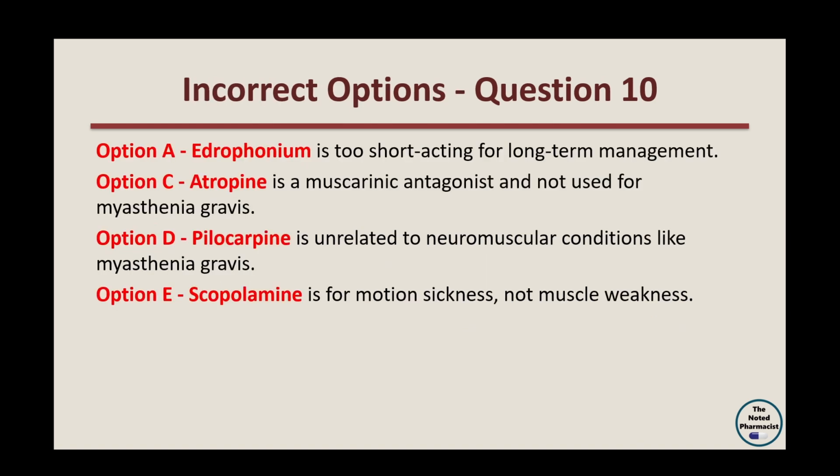Here is the explanation for incorrect options. Option A is incorrect because edrophonium is short-acting and used primarily for diagnosis, not long-term treatment. Option C is incorrect because atropine is a muscarinic antagonist and does not address the underlying cause of myasthenia gravis. Option D is incorrect because pilocarpine is used for glaucoma and xerostomia, not myasthenia gravis. Option E is incorrect because scopolamine is used for motion sickness, not neuromuscular disorders.